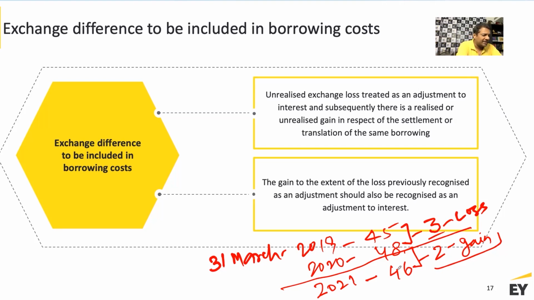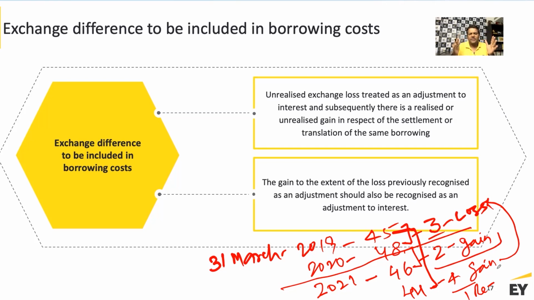Now, assuming, let's say, this actually, instead of 46, has become 44, right? That means I have a 4 rupee gain with reference to 45. Now, if you have a 4 rupee gain, then only to the extent of this 3 rupee loss will it be considered as an adjustment to the interest cost. This 1 rupee gain over and above these 3 rupees is actually an exchange gain to be recorded in your financial statements. All right, you've got to remember some of these principles and apply the logic.